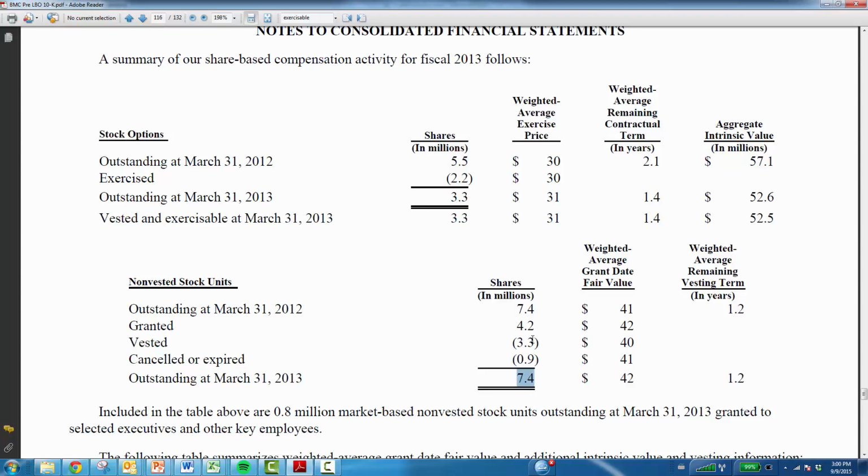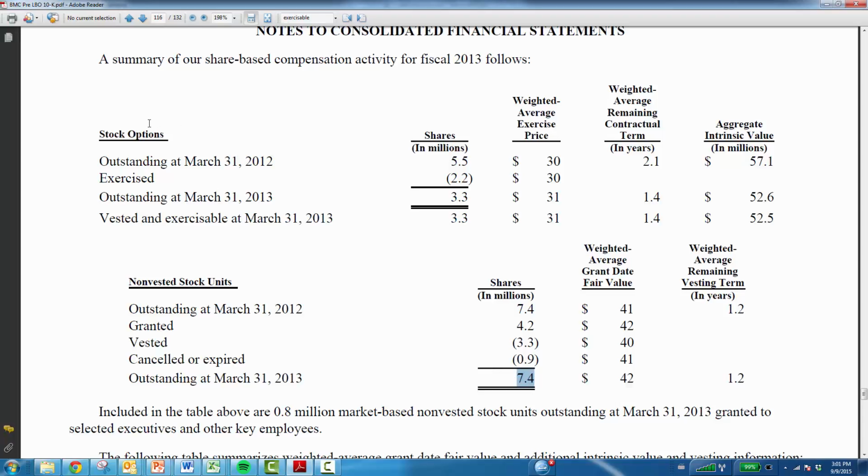And just to remind you how restricted stock is a little bit different from stock options, these are actual shares that the employee will receive upon vesting. So there's no exercise price, there's no proceeds for the employee to pay the company. It's just, you had at the beginning of the year 7.4 million restricted units outstanding. 4.2 million new ones were granted during the period. 3.3 were vested and became common stock, came into the basic share count. And 0.9 million were canceled. Presumably they either expired, the employee left, what have you. So that currently there's 7.4 million outstanding.